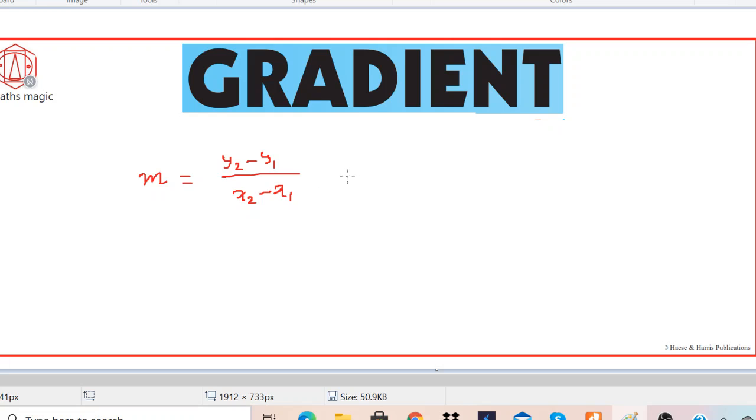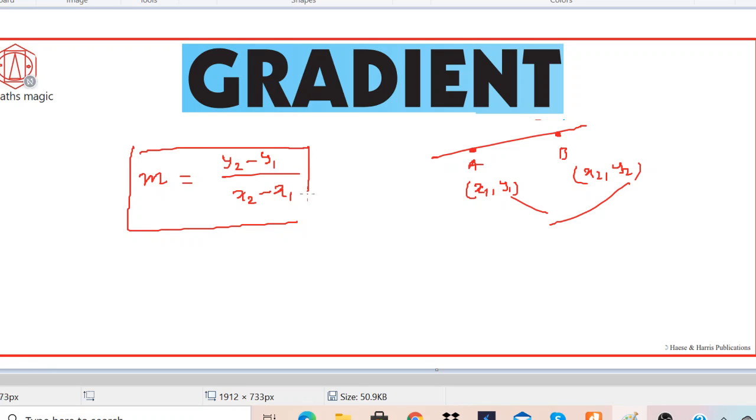Now what do y2, y1 and x2, x1 represent? If you have any line and you take any 2 points on that line, with their coordinates as (x1, y1) and (x2, y2), then to find the slope you take the difference of their y coordinates and divide that by the difference of the x coordinates. Simply, you can calculate the slope of a line. So it's a very easy formula. We can see an example.